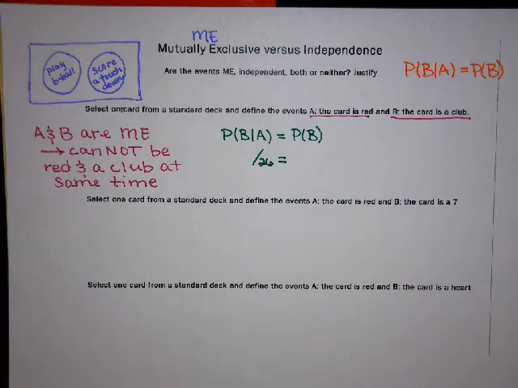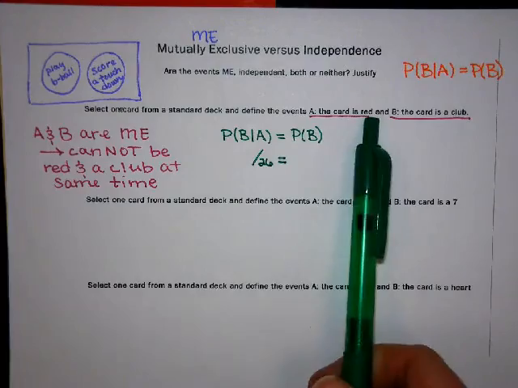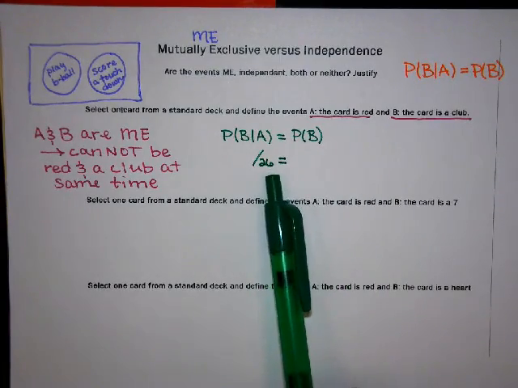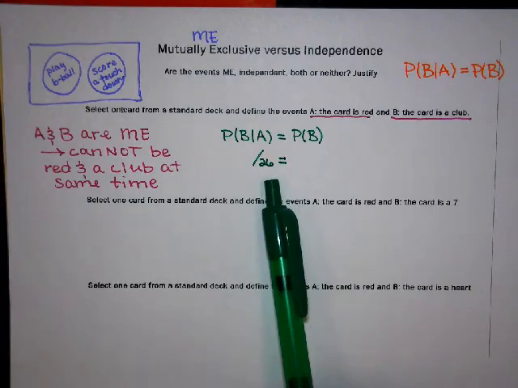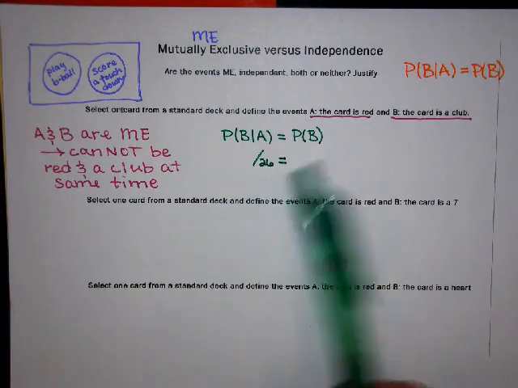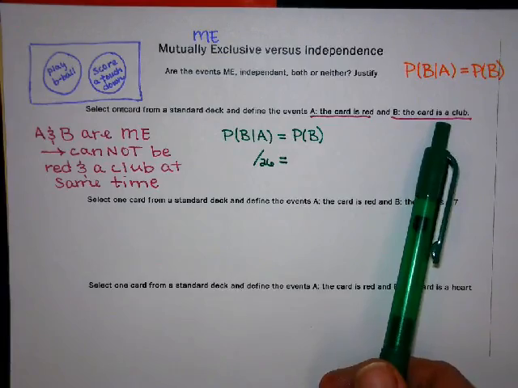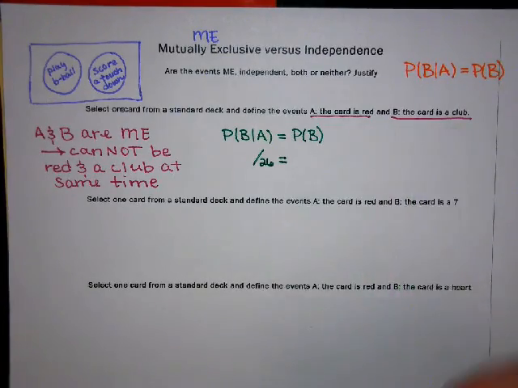There are 26 red cards in a deck of cards. Half are red, half are black. So I'm given that it's a red card, so my probability is going to be out of 26 because I know it's red. Now, out of those red cards, how many of them are clubs? Not a single one, because clubs are black. So the probability that B happens given A happened is 0 out of 26, or 0.